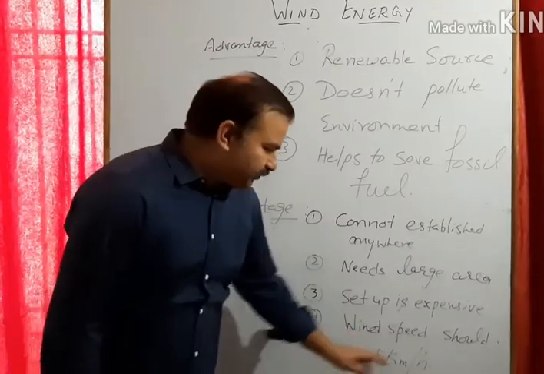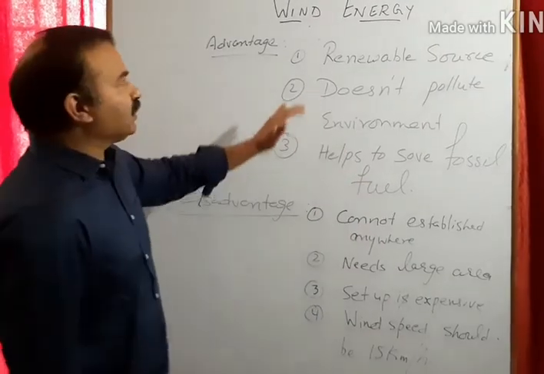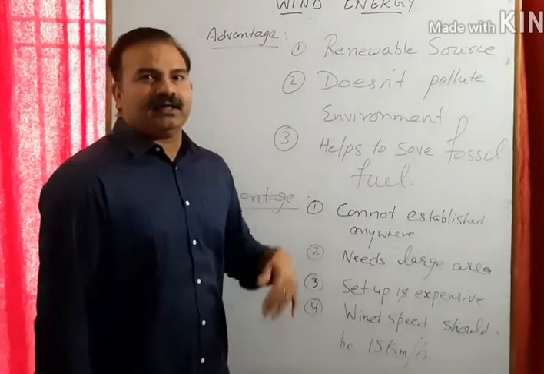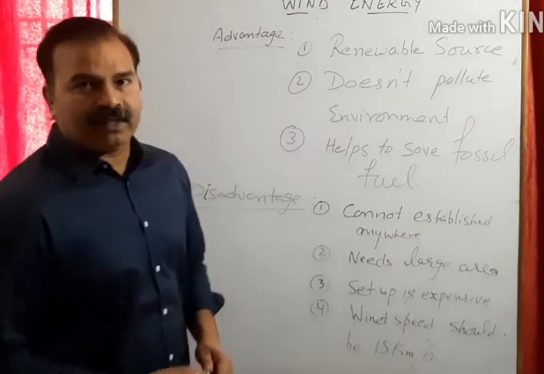Fourth, wind speed should be 15 km per hour. We put the wind energy mill where the minimum speed of the air should be 15 km per hour.